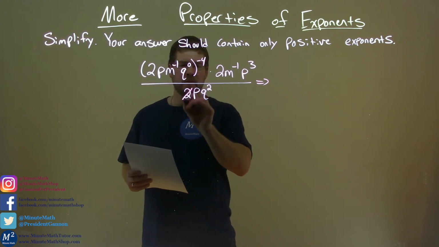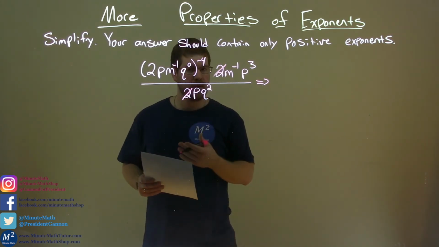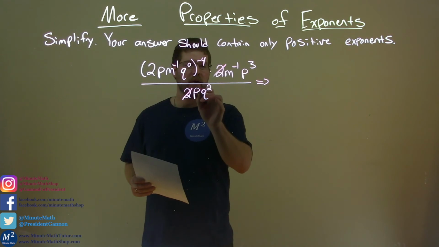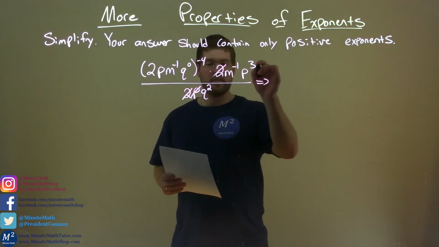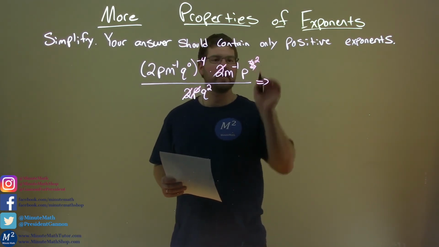We have a 2 here. I can cancel it out with this 2. Don't need to write that. Let's look at the p's. We have 1 p here and 3 p's up there, so now we're left with just 2 p's up here.